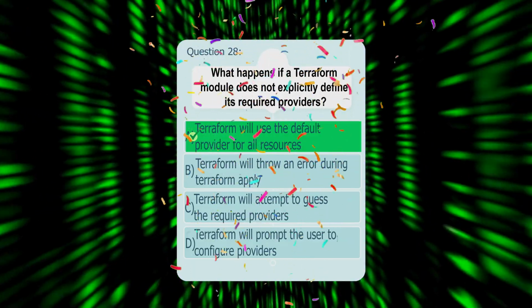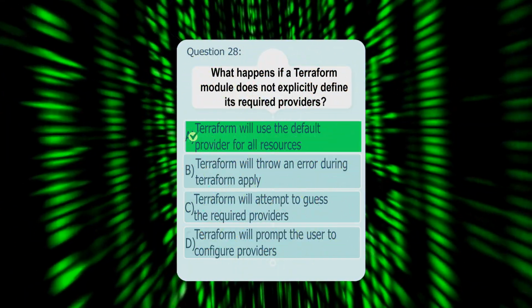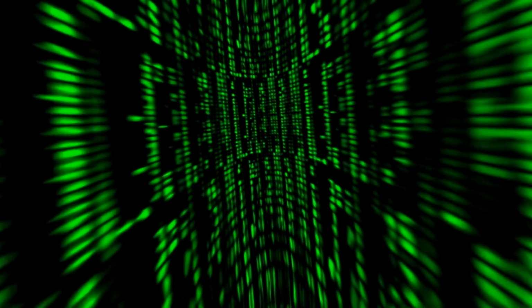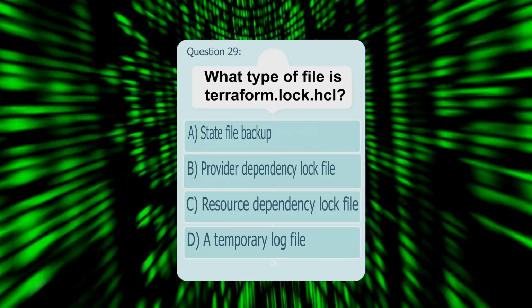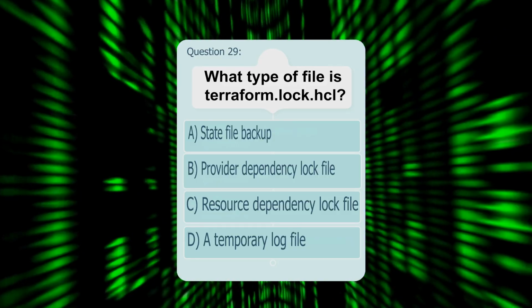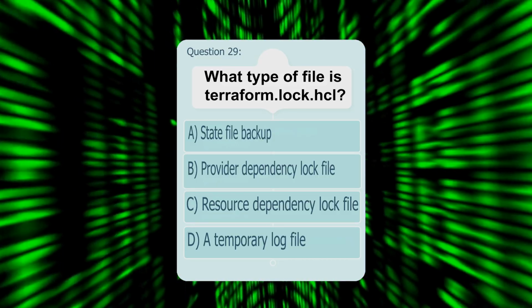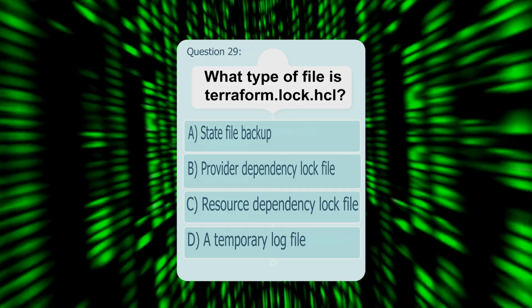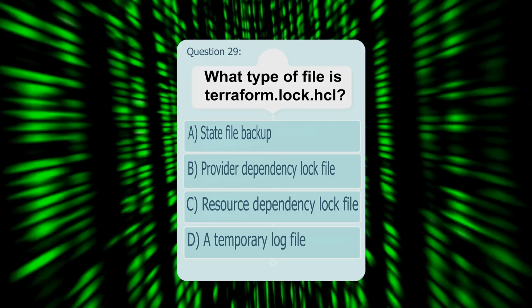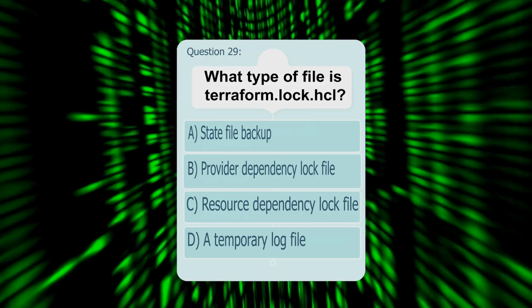Answer. A. Terraform will use the default provider for all resources. Question 29. What type of file is Terraform lock.hcl? A. State file backup. B. Provider dependency lock file. C. Resource dependency lock file. D. A temporary log file.